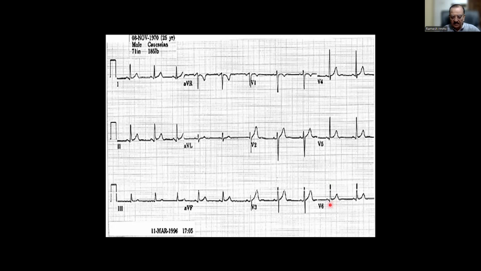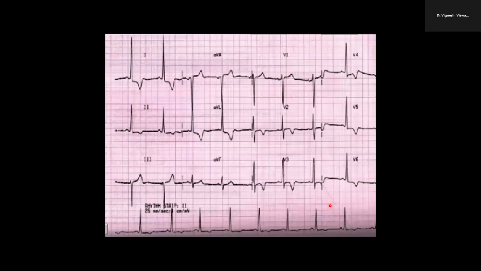Look at the width, from the beginning of the QRS to the end of the S wave. Is it normal or abnormal? Is it a narrow QRS or a wide QRS? Narrow. Normal. It is a narrow QRS. So what are you sure about? No conduction block. Absolutely. The impulse is traveling along the prescribed path. Right.